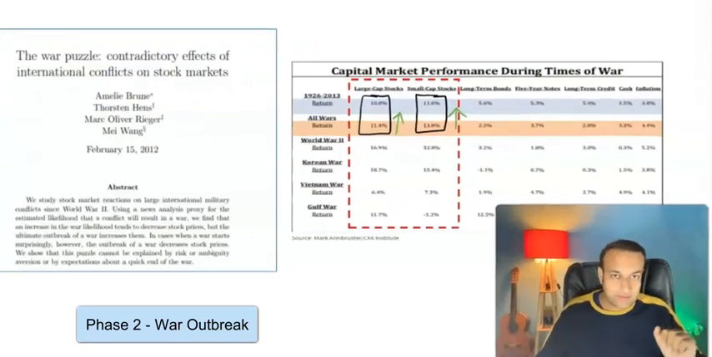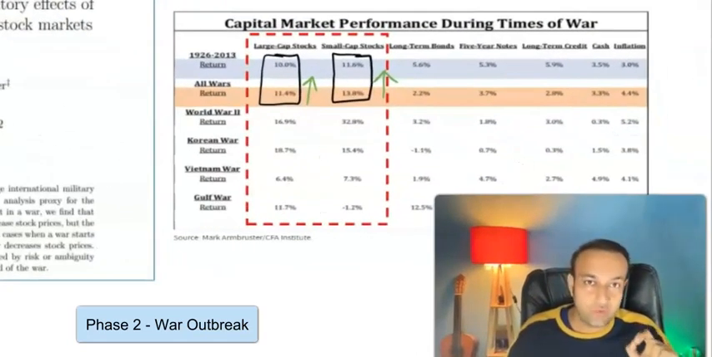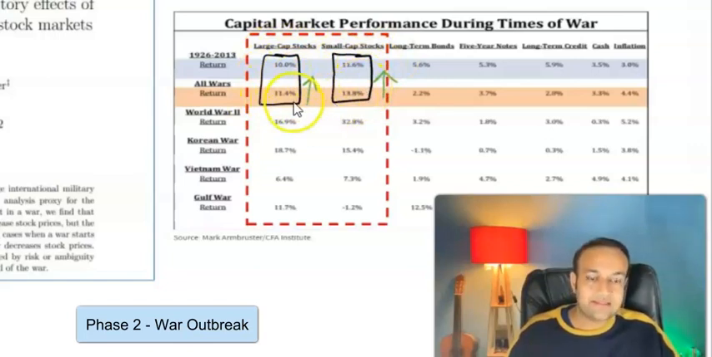Now, the table on the right shows the performance of US stock market at times of war. If you look at the first two rows, in the first row, you will see the average returns generated by the US stock market between 1926 and 2013. In the second row, you will see the returns generated by the US stock market during the times of war. Now, if you look at this number and this number, you will realize that both large cap stocks and small cap stocks have actually given better returns during war.